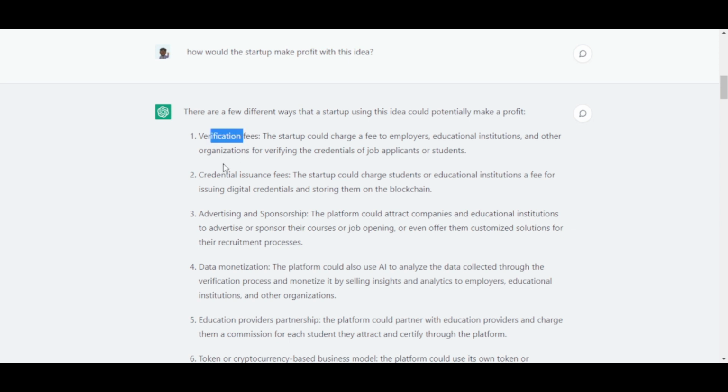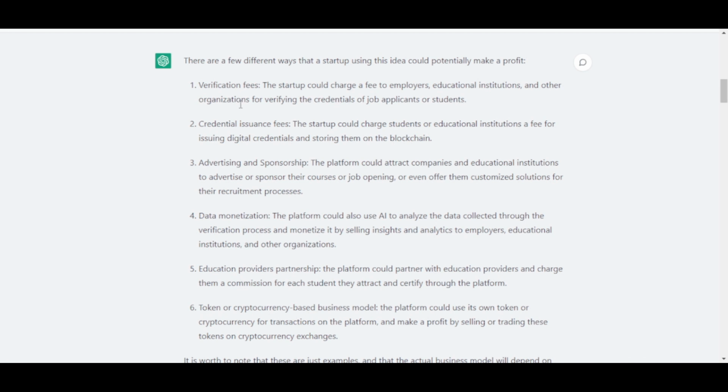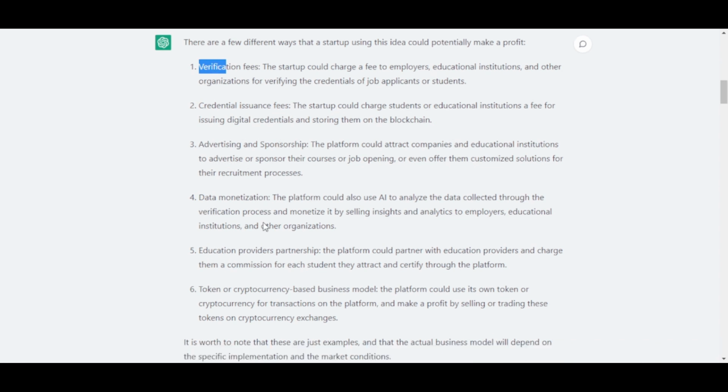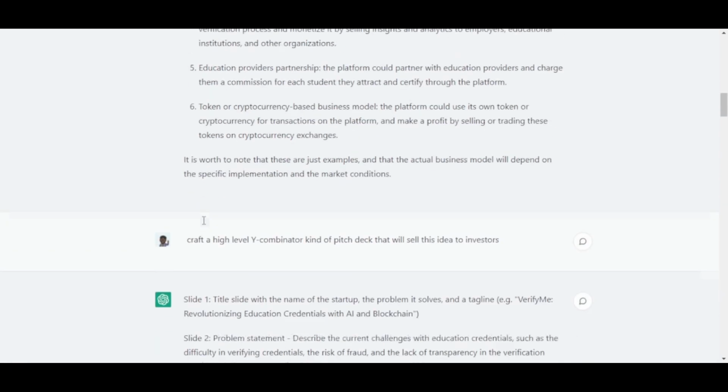You can see here, ChatGPT gave us 6 components of how we can generate a profit from this particular idea. Like, if it's a B2B business model verifying documents, then you can charge verification fees from them, then credential insurance fees, then advertising and sponsorship, then data monetization. These are the 6 ways that we can generate profit with this idea.